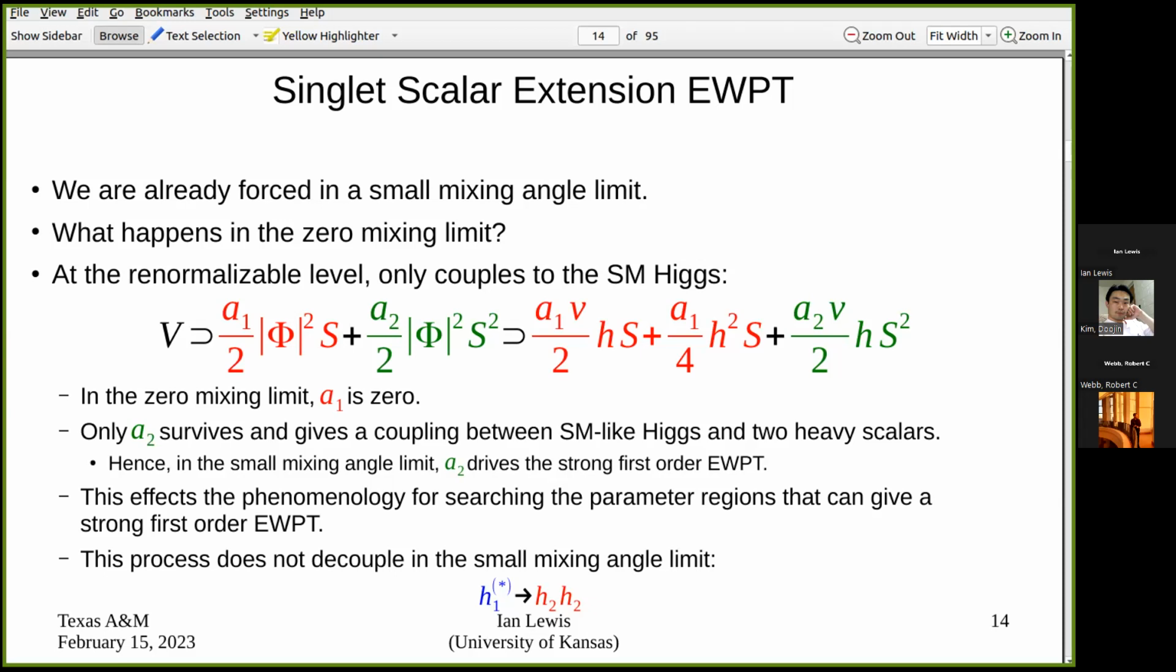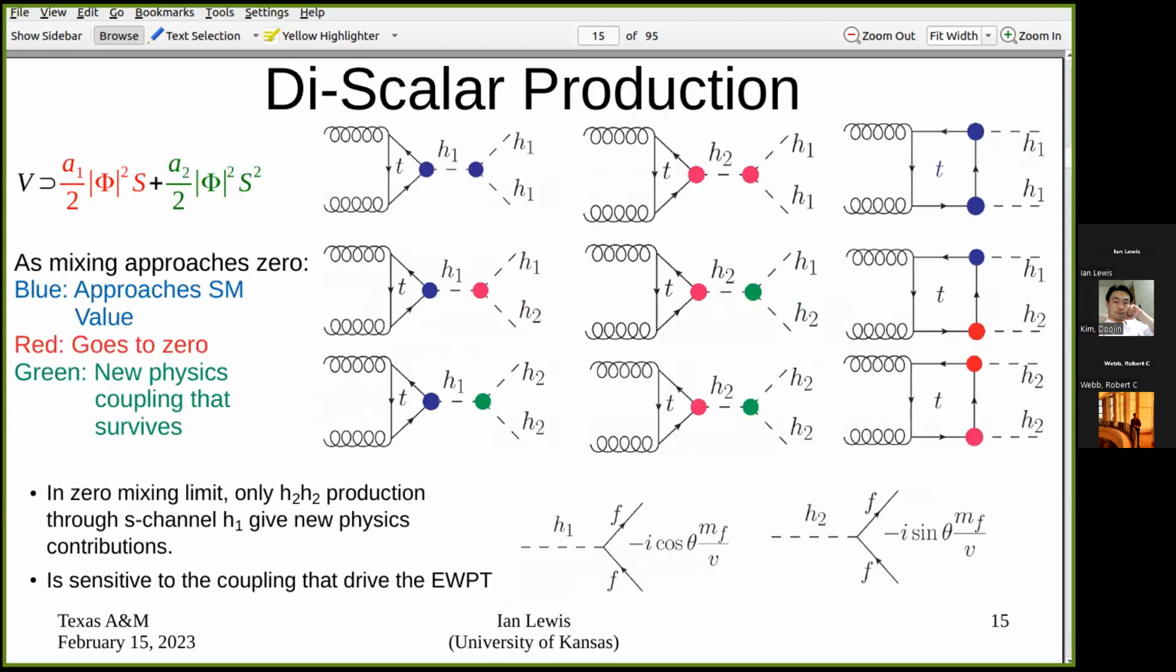But that's my motivation, that I want to look for this H2 H2 production, which then I'll relax a little bit. So if I look at all the ways I do di-scalar production, on the top line, my color coding is: blue is when the coupling approaches the standard model value as the mixing angle goes to zero. Red is when the coupling goes to zero, and green is when the new physics coupling doesn't go to zero, so it has to survive to give me my first order phase transition. So the top one is just my usual standard model-like thing. So I'm producing my 225 GeV guy.